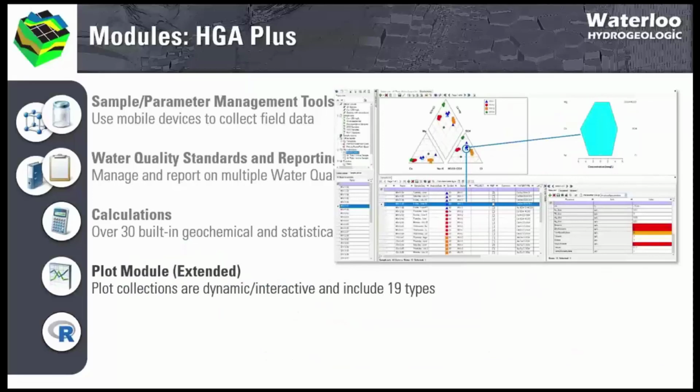The plot module in HGA Plus is greatly extended to make use of the sample modules. The plots here are dynamic and interactive. And there's also additional geochemical plots. So instead of, I believe there's 10 plot types in HGA standard, there's 19 in HGA Plus.